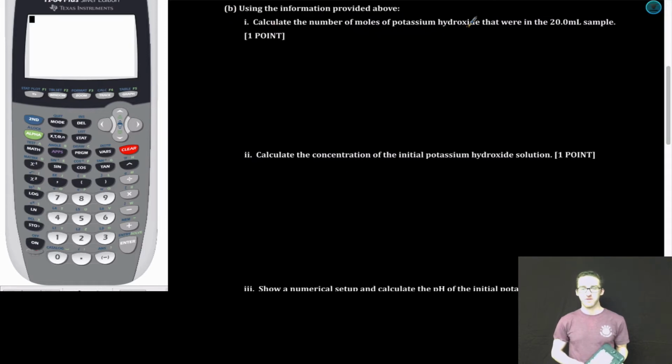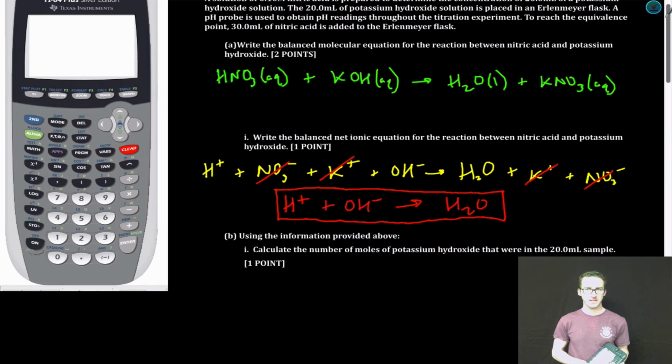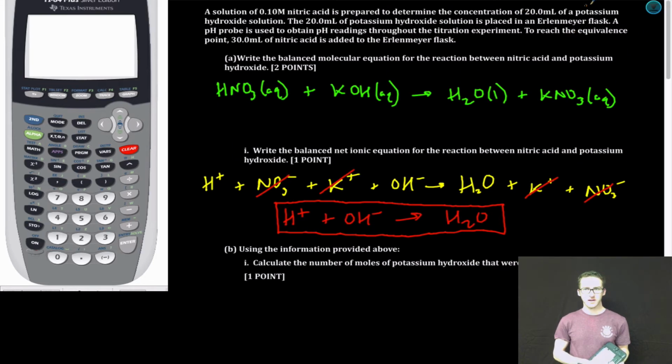Part B. Using the information provided above, Subpart I. Calculate the number of moles of potassium hydroxide that were in the 20.0 milliliter sample. I'm looking for moles of potassium hydroxide, but all I know about potassium hydroxide is that it was in 20 milliliters. That's it. I'm not given any other information about the potassium hydroxide.